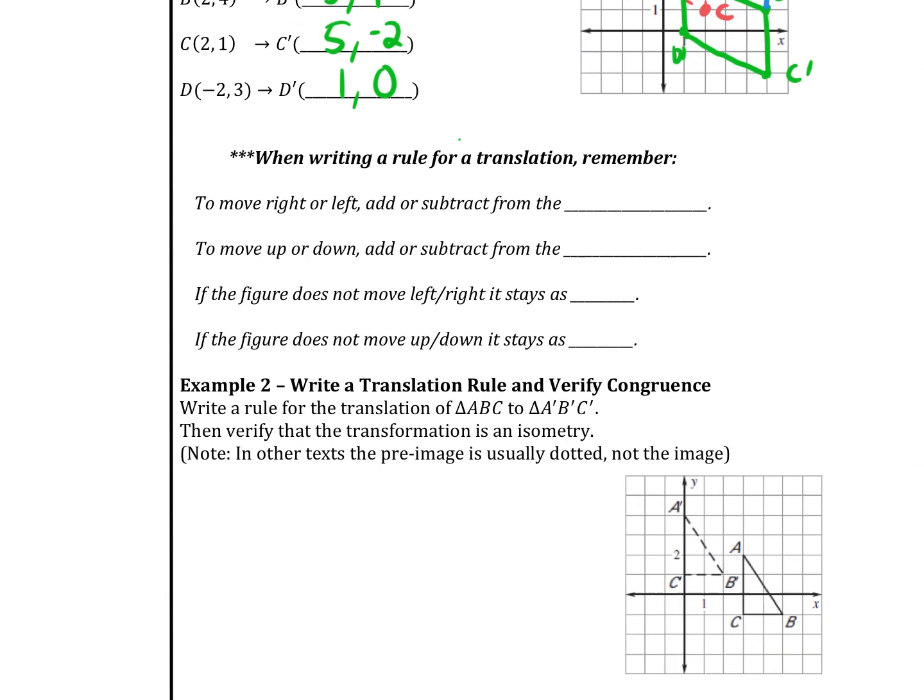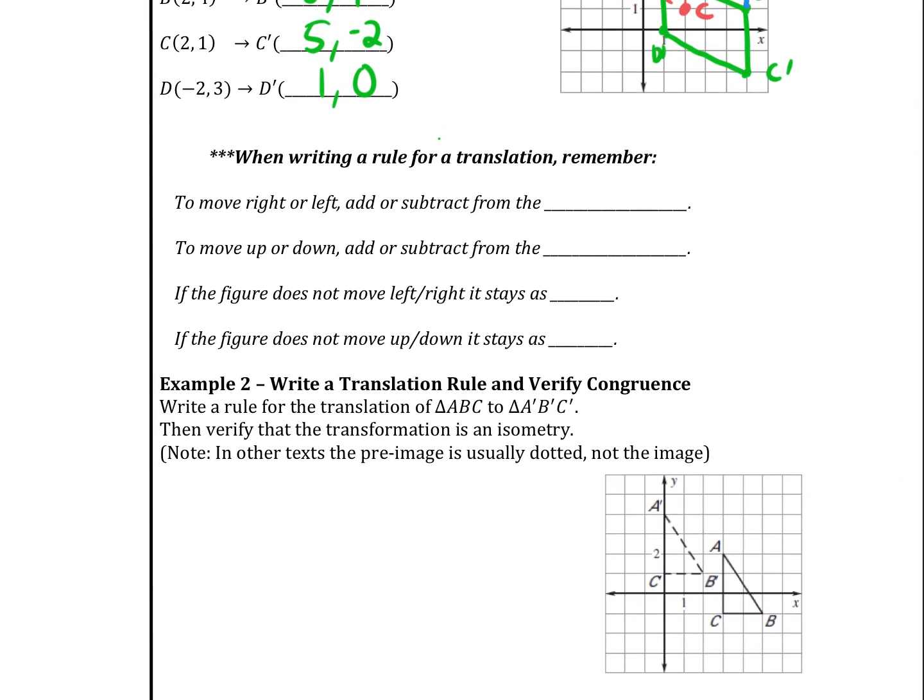All right, so some rules here for translations. To move right or left, you're going to add or subtract from the x value. Okay. To move up or down, you're going to add or subtract from the what value? What do you think? The y value. Okay. If the figure does not move left or right, it stays as x. So, for example, if you had x and y plus 2, this would be the example of that. And if it does not move up or down, it would stay as y. So if you had x minus 4 and y, the y would stay the same.